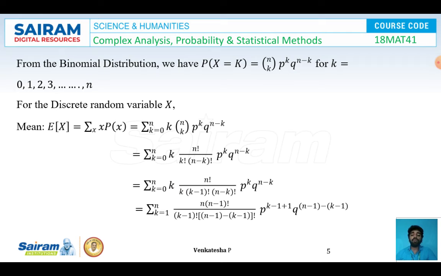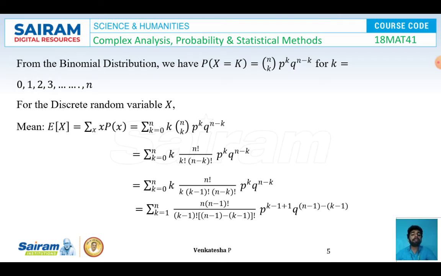Okay, now the term we got contains (k - 1) factorial, so the summation must now start from k = 1 to n because of this function. So summation k from 1 to n, and I'm expanding n factorial as n into (n - 1) factorial and keeping (k - 1) factorial as it is, and converting (n - k) factorial in terms of (n - 1) - (k - 1) just by adding 1 and subtracting 1 in this expression. Similarly, converting p^k as p^(k + 1 - 1) just by adding 1 and subtracting 1 in p^k.